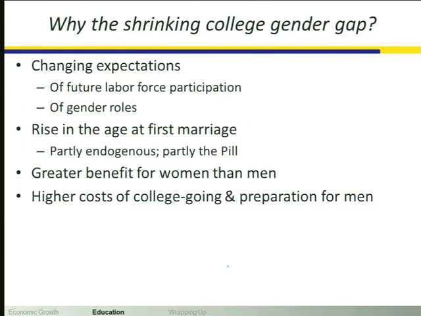And then the other argument is that the costs of college going and preparation are higher for men than they are for women. Both opportunity cost arguments, and also just some of these articles talk about the more difficulty in staying focused and studying and prepping to go to college and whether there's gender differences in that aspect.